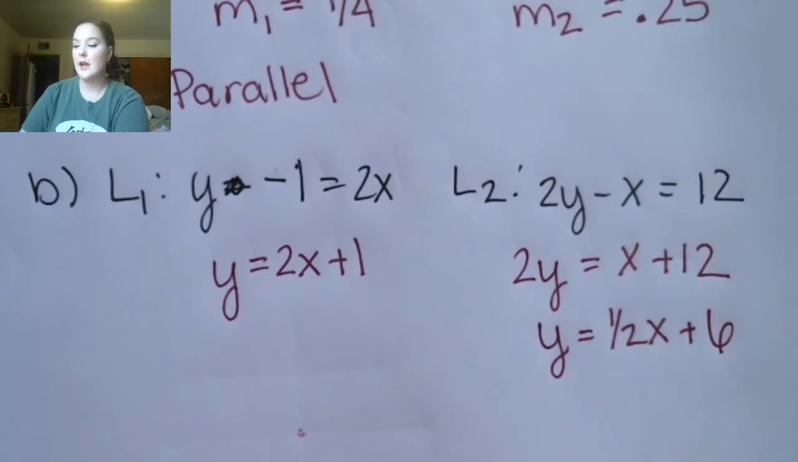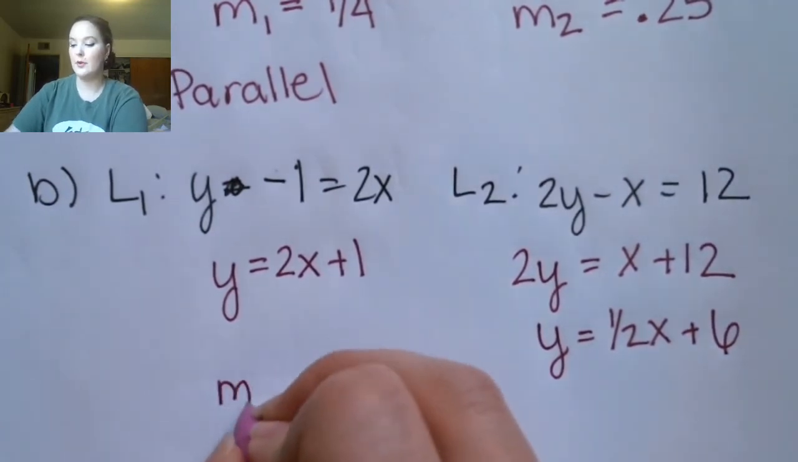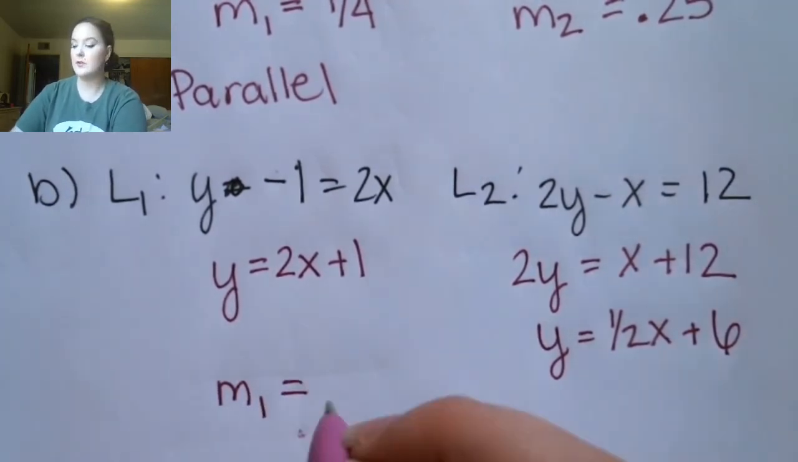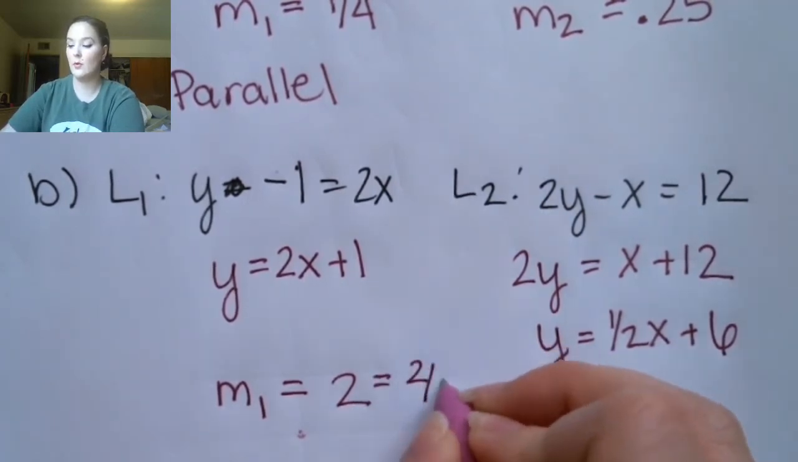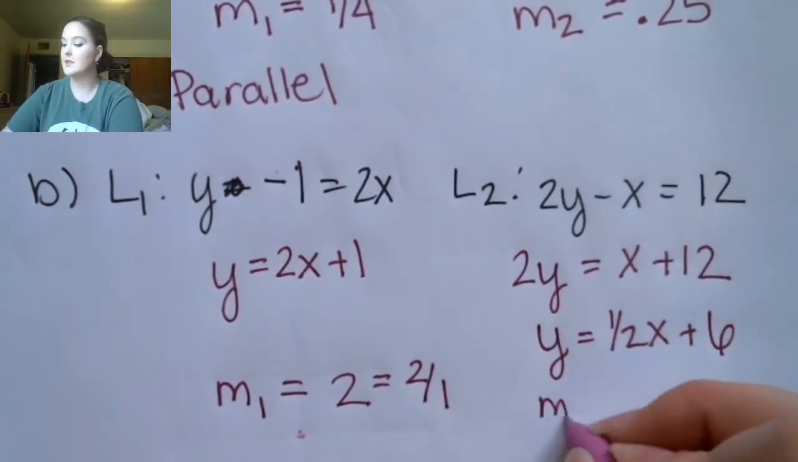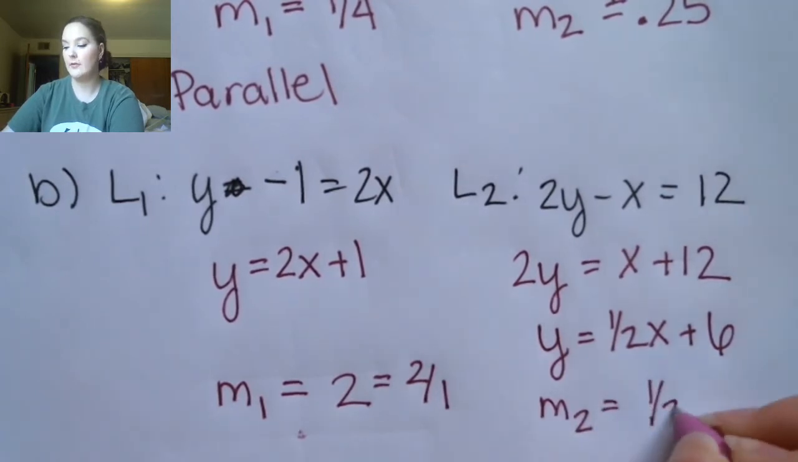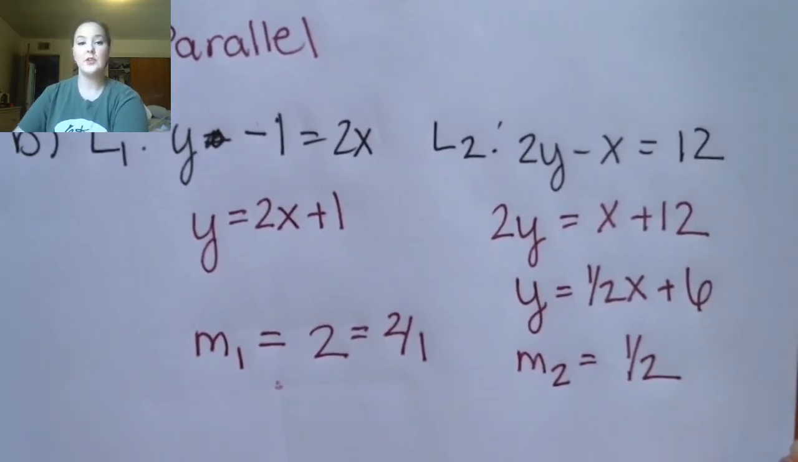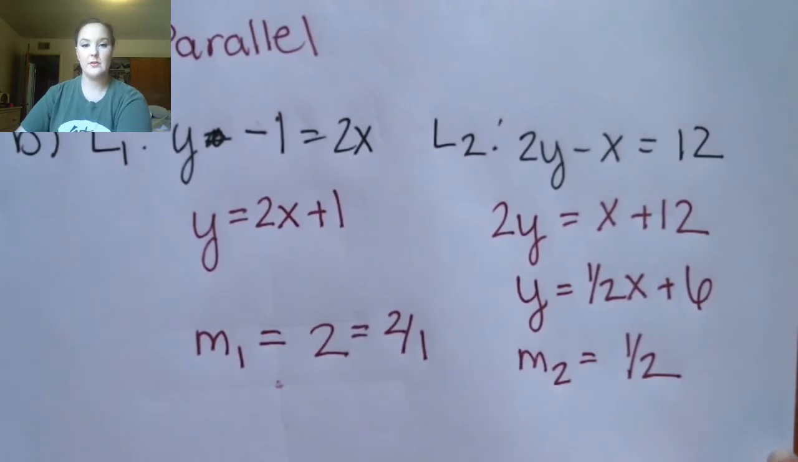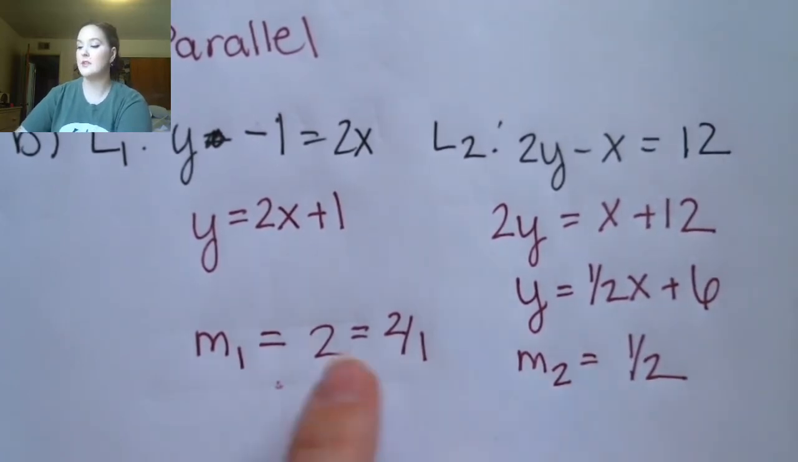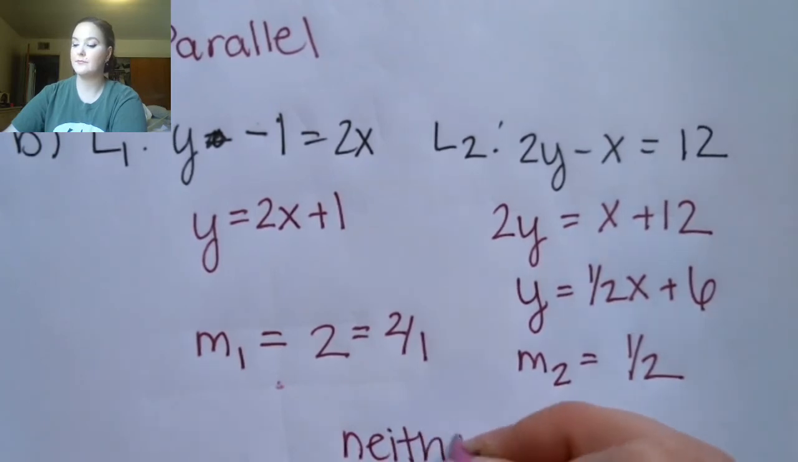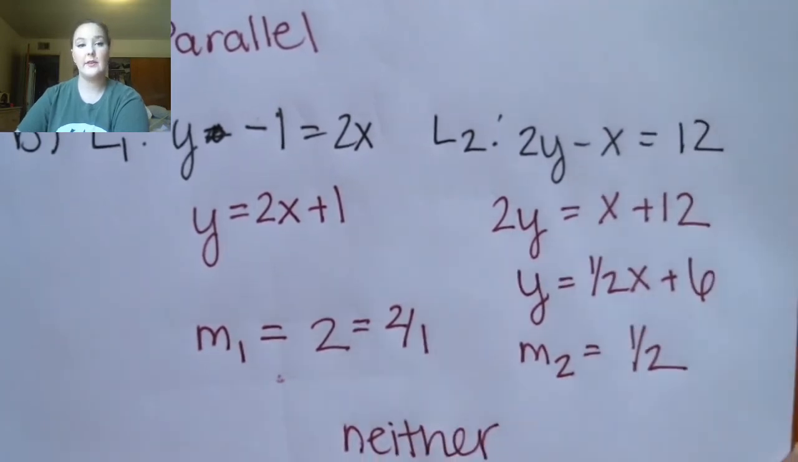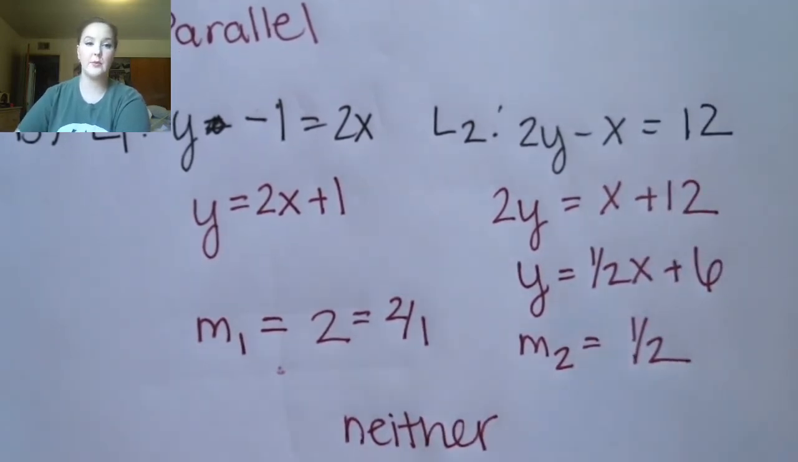Now I can read off the slope. For this first line, my slope is 2, which you could write as 2/1. My second slope is 1/2. You can see these are reciprocals, but they're not opposites, they're both positive. So we would say that these are neither. They have to be both opposites and reciprocals to be perpendicular.